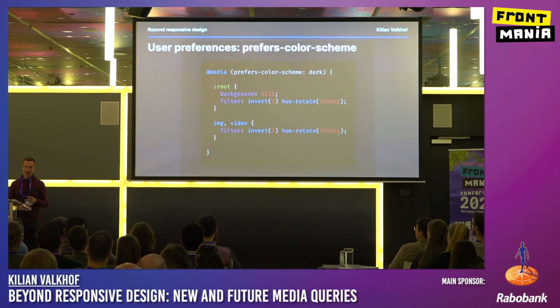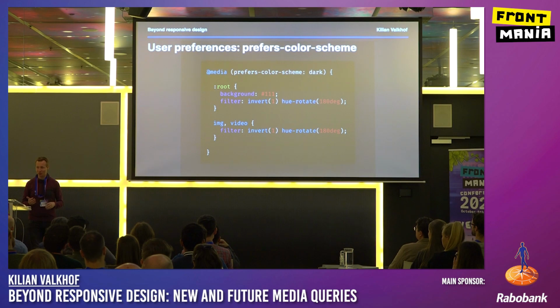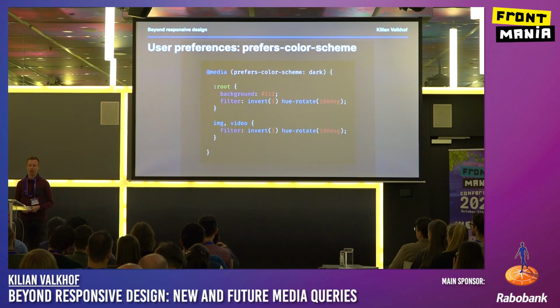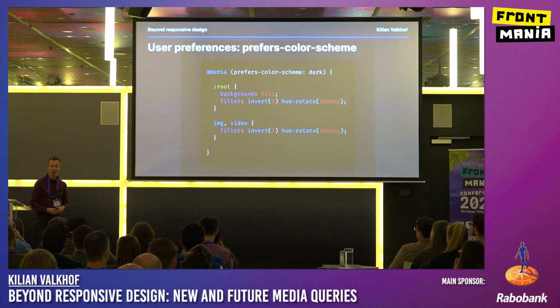Now, at this point, all your images and videos will also be negative and have weird colors. So that's not great. But luckily, we can just do the same thing again. We invert the inversion, and then we rotate another 180 degrees, ending up back on 360 degrees, and your images and videos look normal again. Now at this point, if you haven't set a background color on your root, that will still be light, because the inversion works from the body and not from the root element.